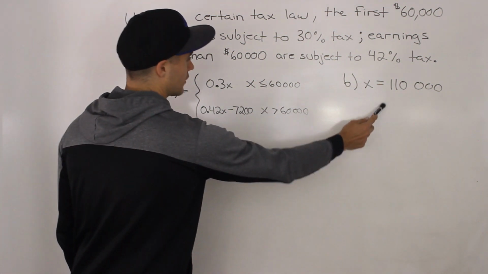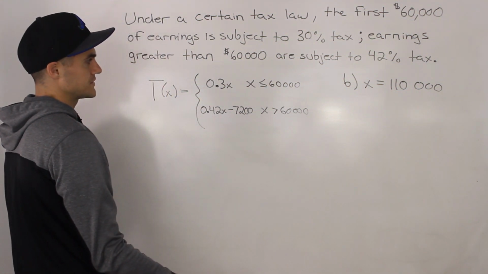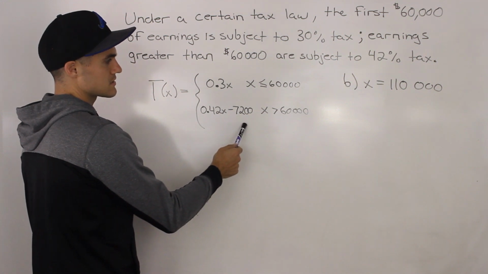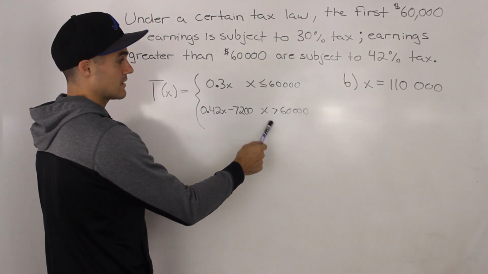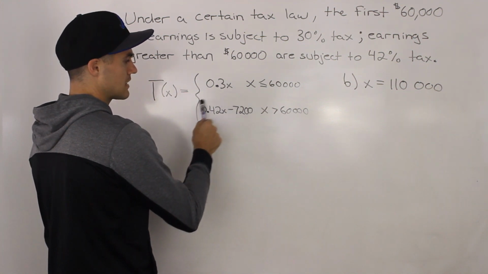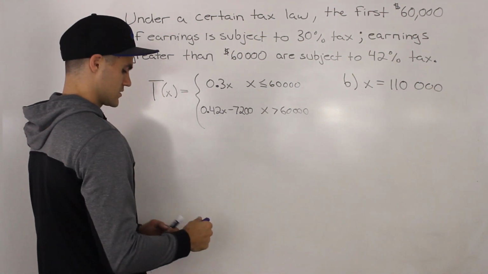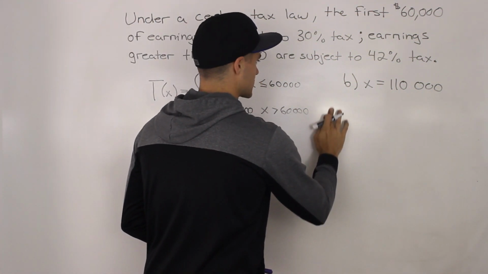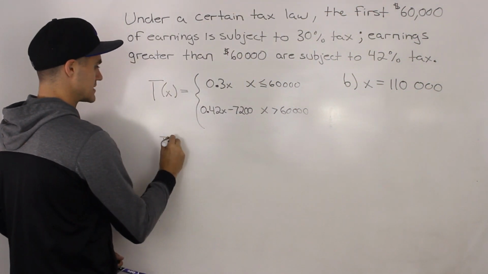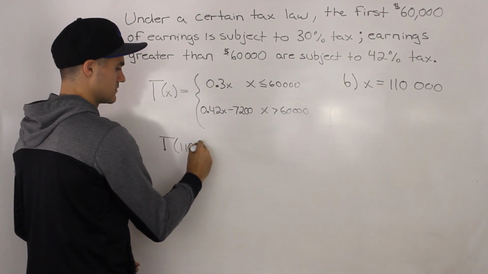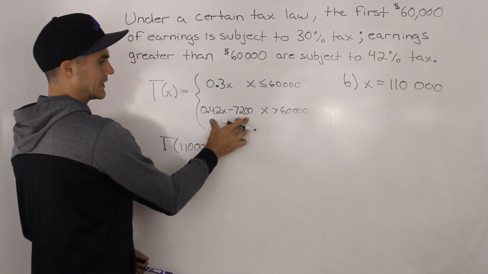Well, if earnings are 110,000, which case are we dealing with? The first case or the second case? Well, the second case, because the earnings are greater than 60,000. When the earnings are greater than 60,000, the tax paid is going to be this function here. So to find the tax, actually let's do it over here. To find the tax when the earnings are 110,000, we plug it into this formula.